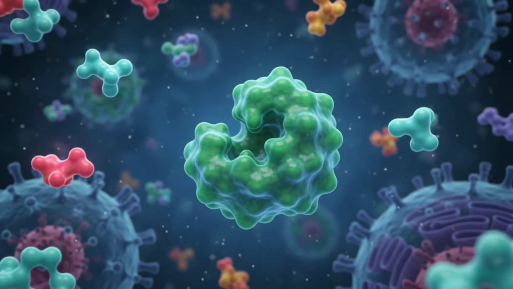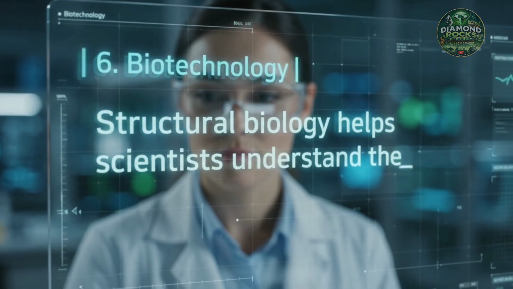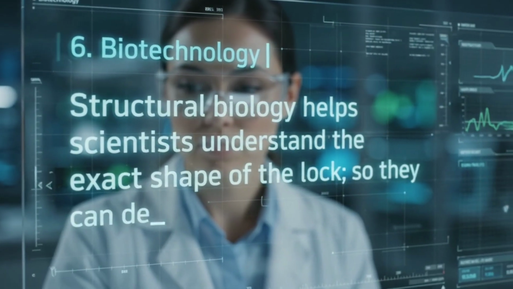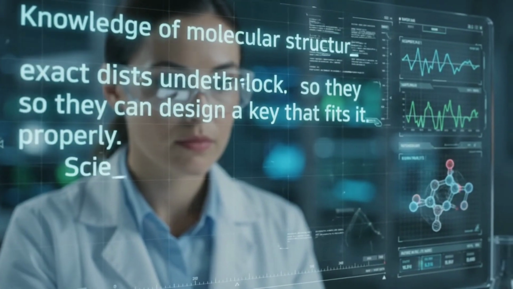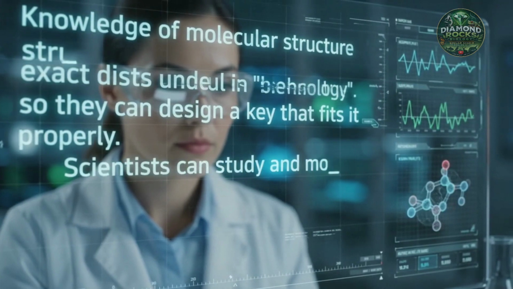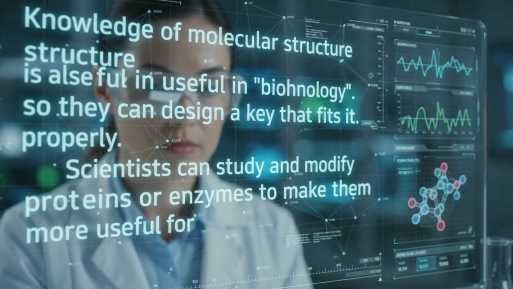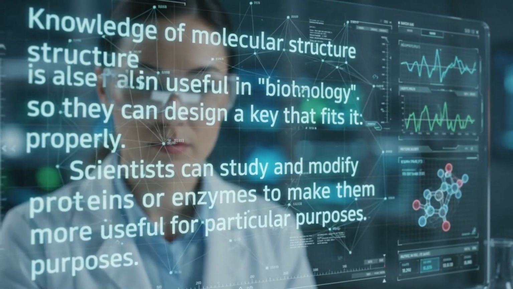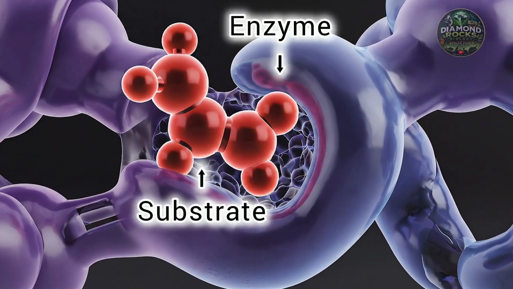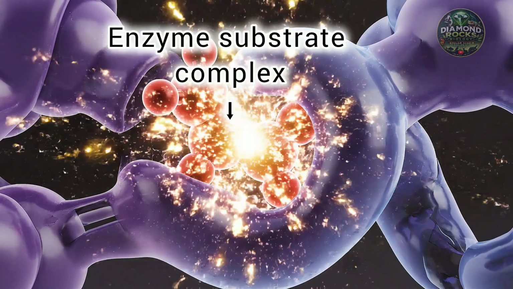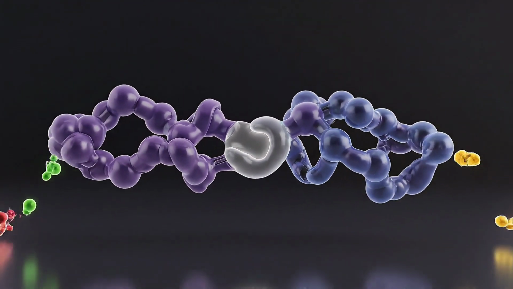6. Biotechnology. Knowledge of molecular structure is also useful in biotechnology. Scientists can study and modify proteins or enzymes to make them more useful for particular purposes. Example: understanding an enzyme structure can help scientists improve its activity or stability for use in industrial or laboratory processes.